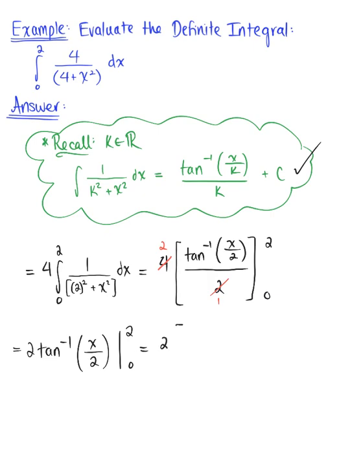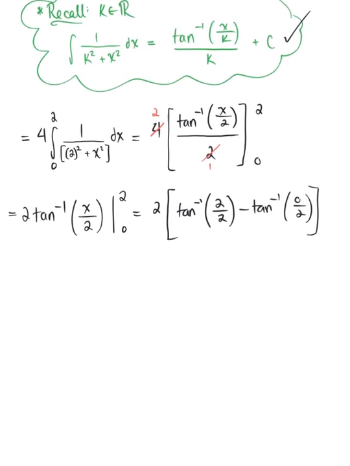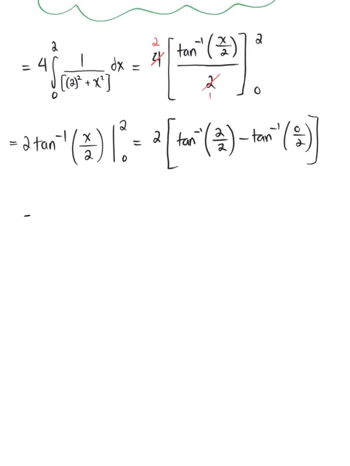So this is 2 multiplied by the inverse tangent of 2 divided by 2, minus inverse tangent of 0 divided by 2, which will simplify. So we can rewrite this as 2 multiplied by inverse tangent of 1 minus inverse tangent of 0.